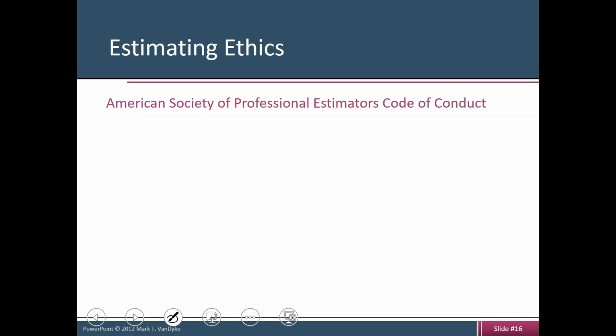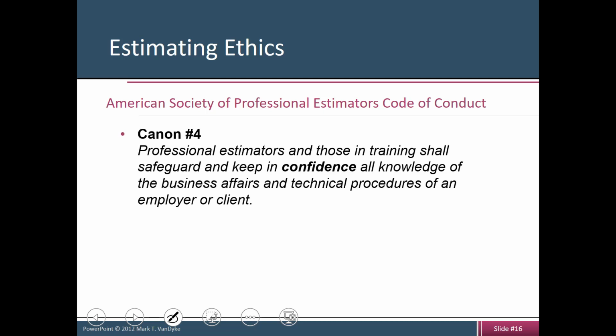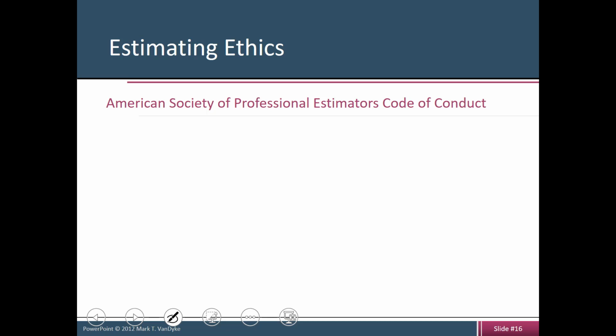Canon 4 is confidentiality. It is basically saying that ethically you are going to make sure that everything that comes from the owner is kept confidential with you. You have to keep in confidence all the knowledge, the business affairs and technical procedures of those who employ you, of those who hire you, right? So that's an extremely important thing.